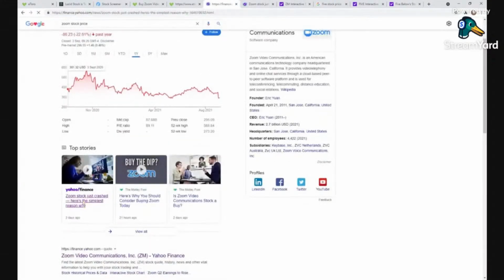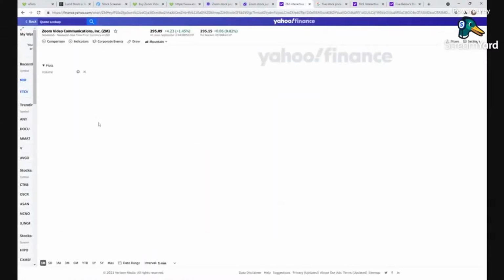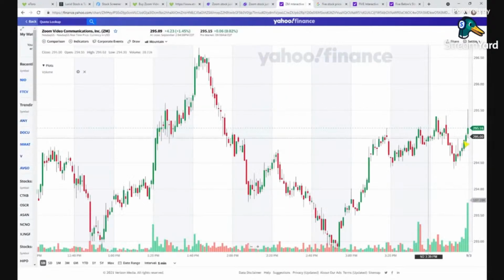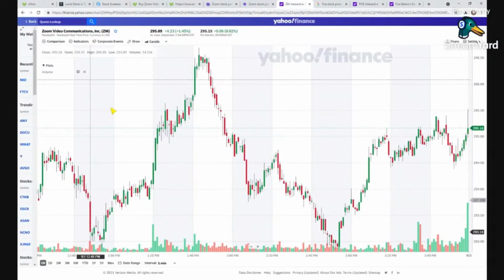I'll just look at this article here, and the stock market opens in 1 minute. So I'm going to be watching the Zoom chart here on Yahoo Finance. You can just go to Yahoo Finance here, or type into Google Zoom stock price, and Yahoo Finance will come up, and right click it and open it. So these are the charts I use here. So I'm going to see what happens when the market opens.